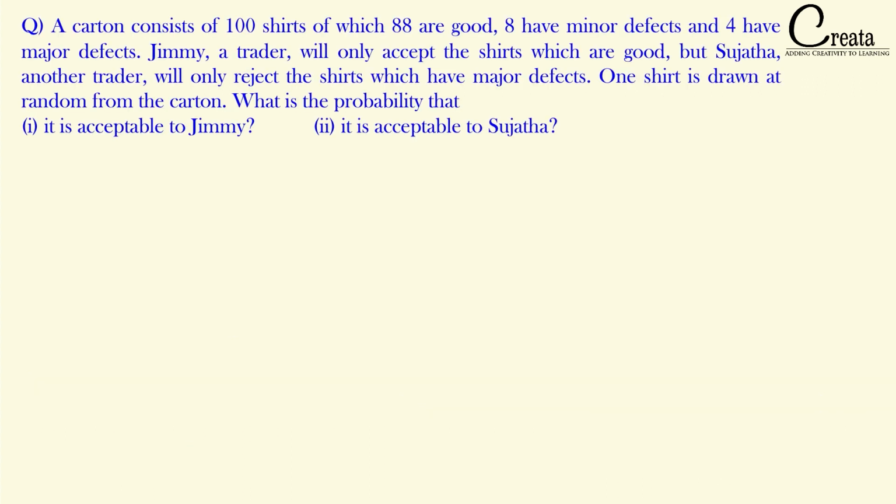A carton consists of 100 shirts, of which 88 are good, 8 have minor defects and 4 have major defects. Jimmy, a trader, will only accept the shirts which are good, but Sujata, another trader, will only reject the shirts which have major defects. One shirt is drawn at random from the carton. What is the probability that first, it is accepted by Jimmy, second, it is accepted by Sujata?